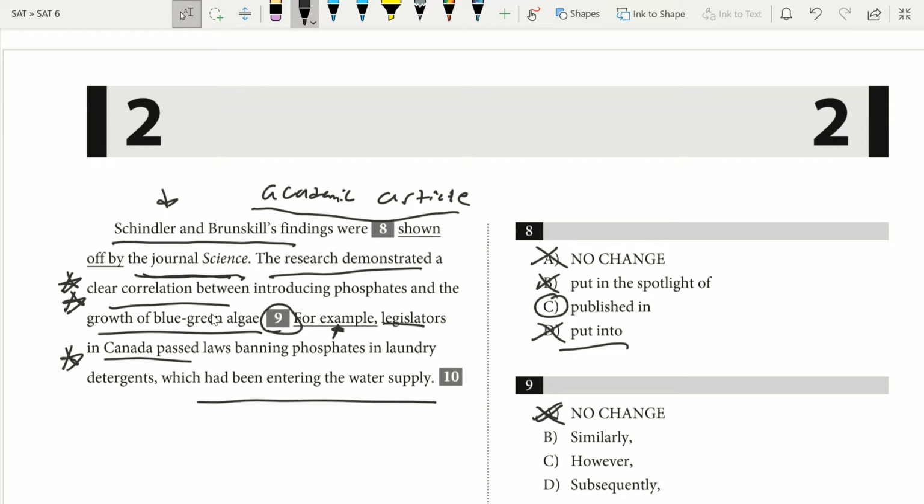But what it is, it's not similar, and it's not contrasting "however," right? But what it is, it's saying what comes after. That's all we're doing here, is we're saying what came after this research was published is that legislators passed laws banning phosphates. It came after it, and therefore it was "subsequently."